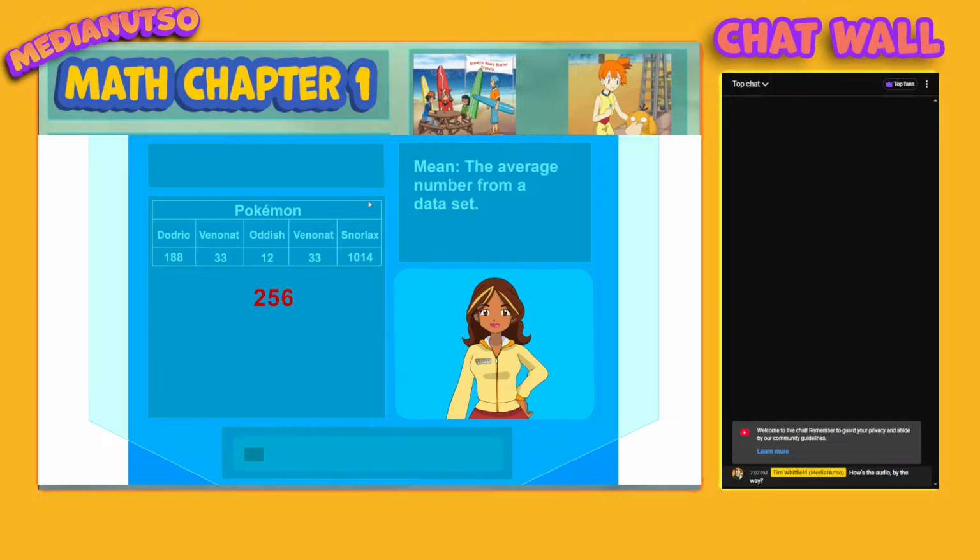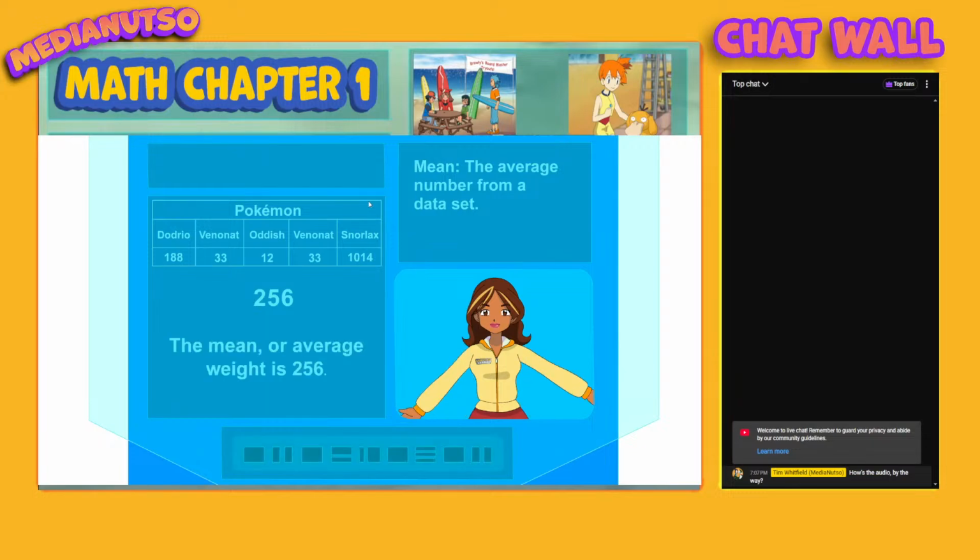$256. Wow! Snorlax's big weight really makes an impact. So the mean, or average weight, is 256.